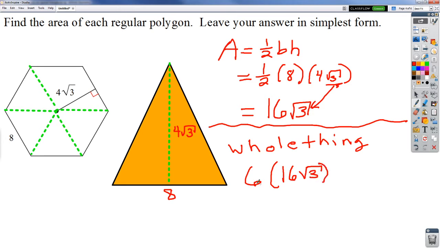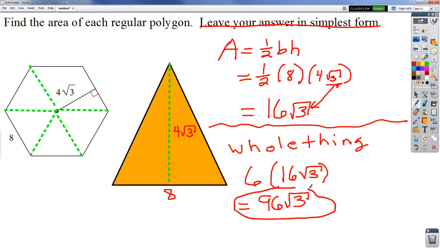And then if you do 6 times 16 in your head or on the calculator, 6 times 6 is 36, 10 times 6 is 60, so 96 radical 3. And then just leave it here. It says leave your answer in simplest form, which means don't do anything with this. Just leave it alone. Just write it out as 96 radical 3.